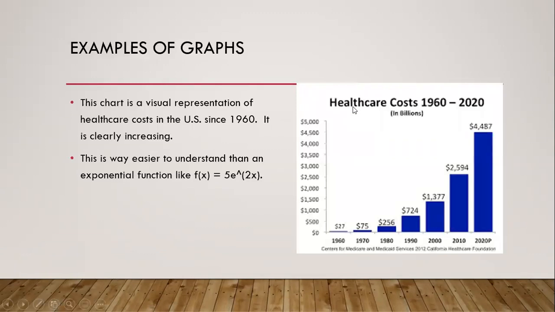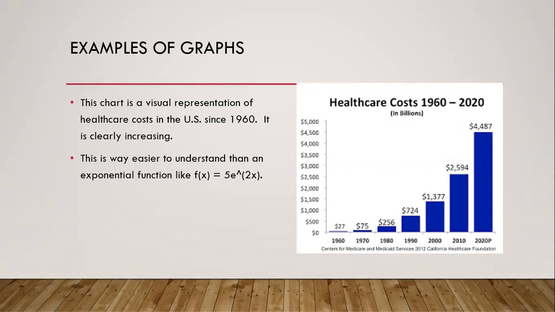The first example is healthcare costs from 1960 to 2020. This graph basically says that in 1960 the annual healthcare cost was $27 billion. If we fast forward to 2020, it says it's somewhere around 4,487 billion, which is $4.5 trillion. So somewhere around $5 trillion.